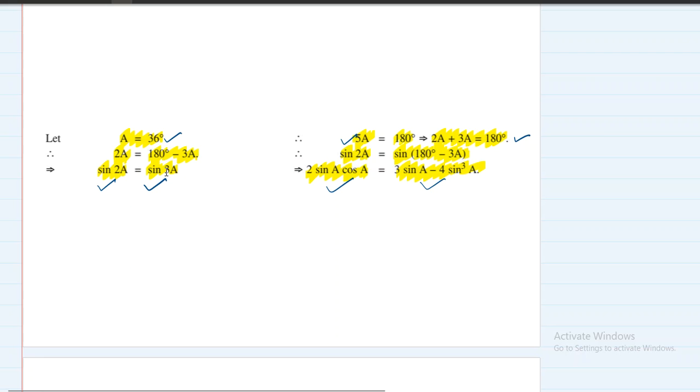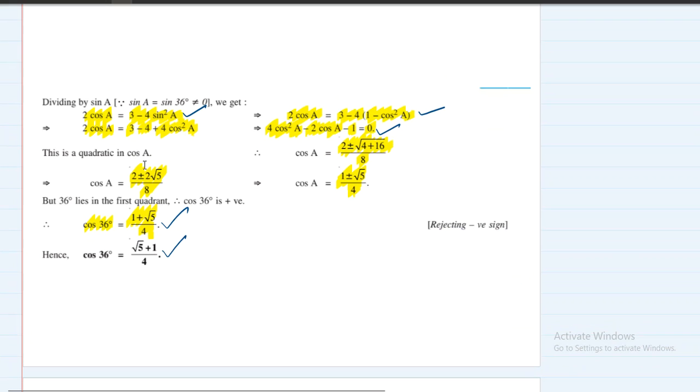Now what is the formula for sine 3A? 3 sine A minus 4 sine cube A. So we divide both sides by sine A, so that we get 2 cos A is equal to 3 minus 4 sine square A. In the place of sine square A, we put 1 minus cos square A. Again, we get a quadratic equation just like the first derivation we did. 4 cos square A minus 2 cos A minus 1 is equal to 0. This is a quadratic equation in cos A. In the place of cos A, you can put x also to understand.